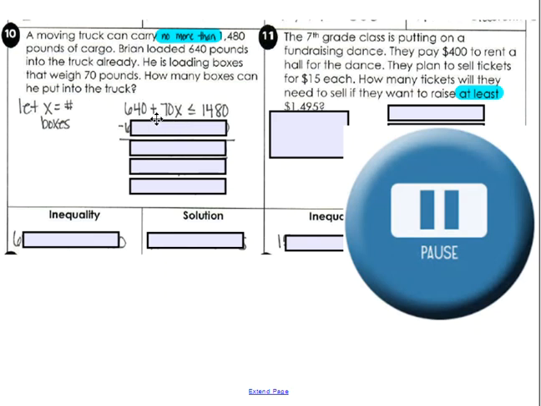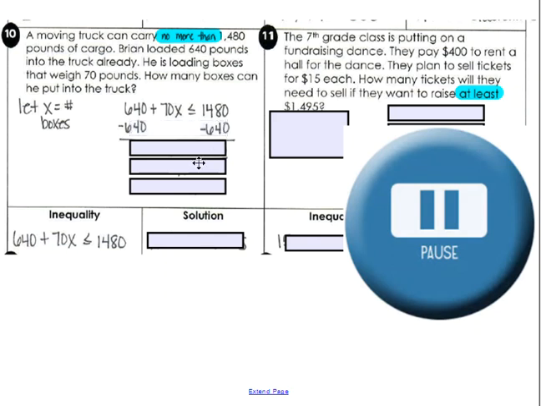So this is our inequality though, 640, what's already on there, plus the rest of the boxes he's trying to load, need to not exceed 1,480 pounds. So we're starting with that inequality. All right, if you're not sure, just pause it and make sense of the numbers in front of you.